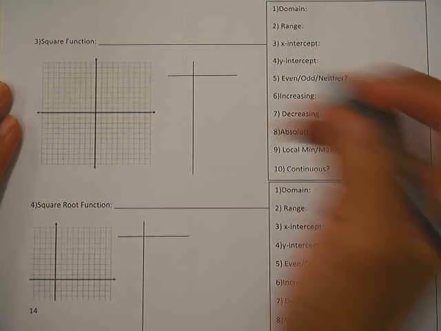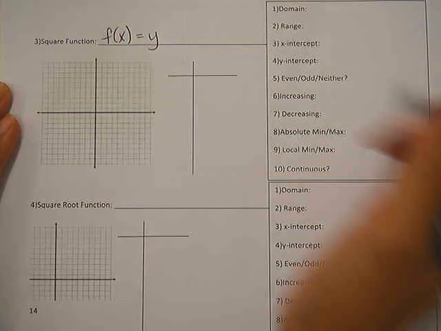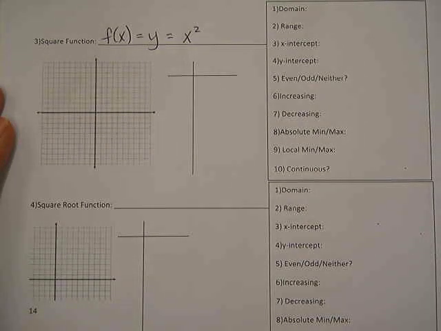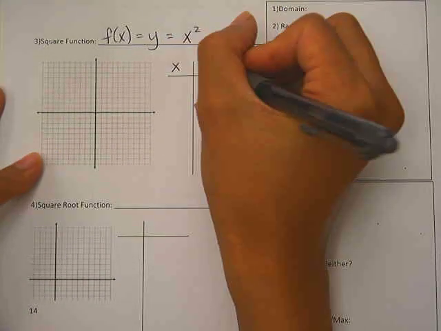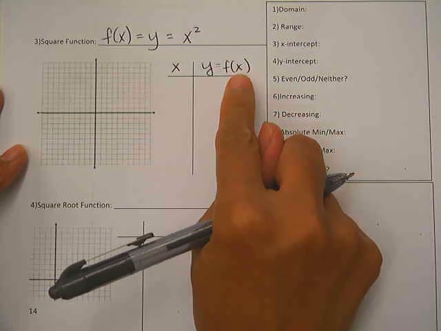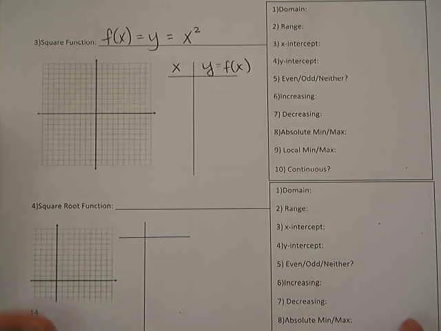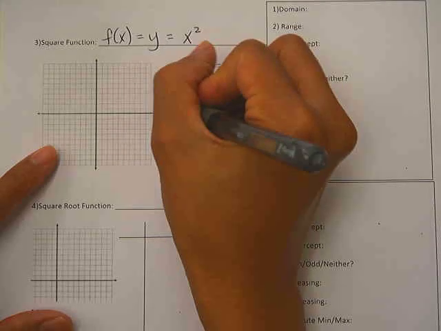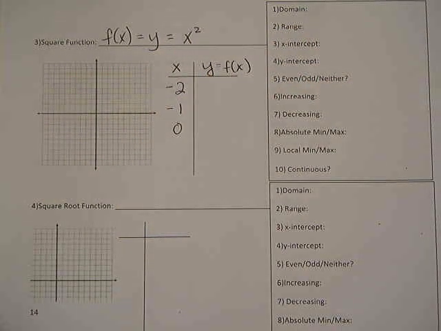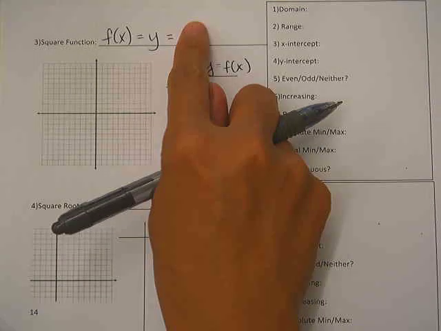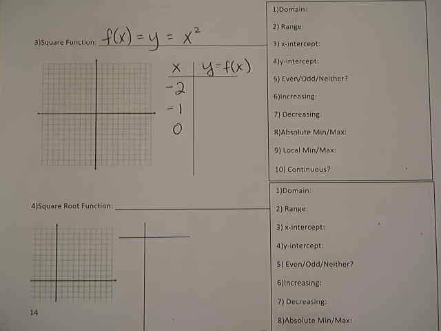The square function is going to be f of x. Remember, that's the same as y, and it can be seen as y equals x squared. That's a square function. Let's make our input and output chart. Remember, y is the same as f of x, so we can use either. We're going to choose 3 points: -2, -1, and 0. I'm going to give you about 10 seconds to put this in and give me the 3 outputs.